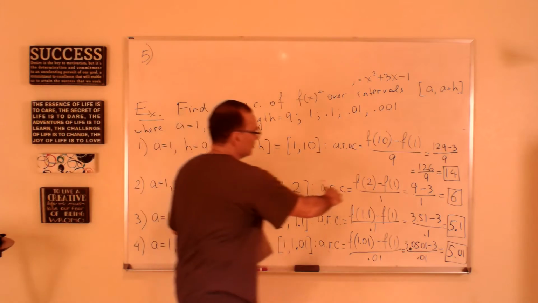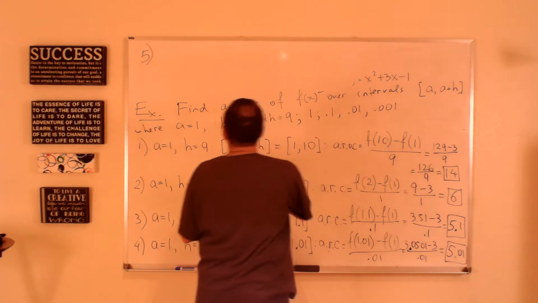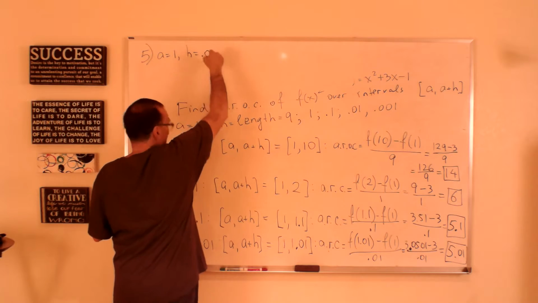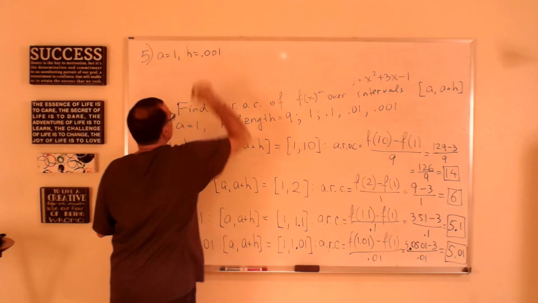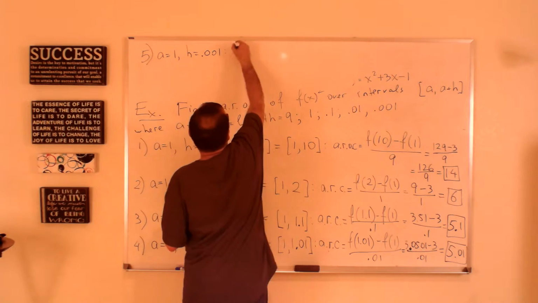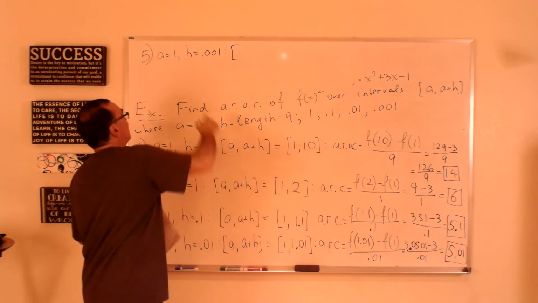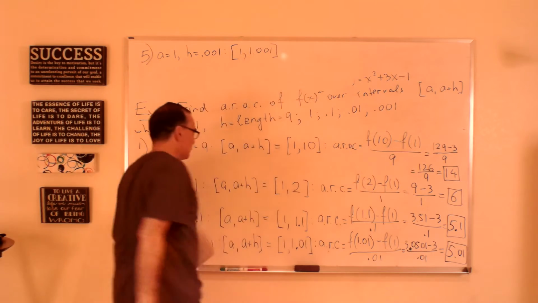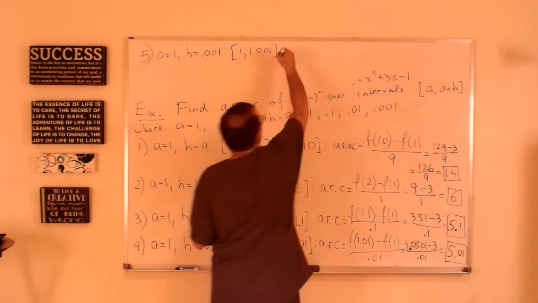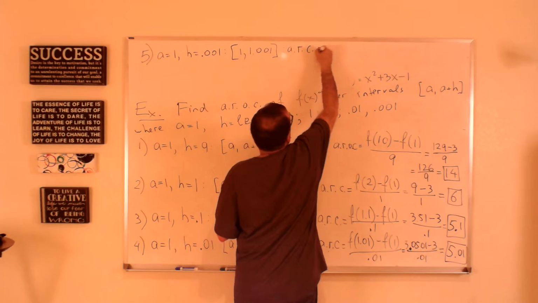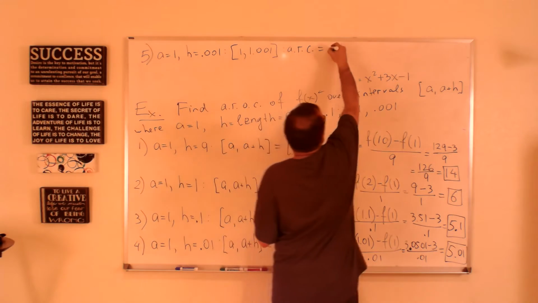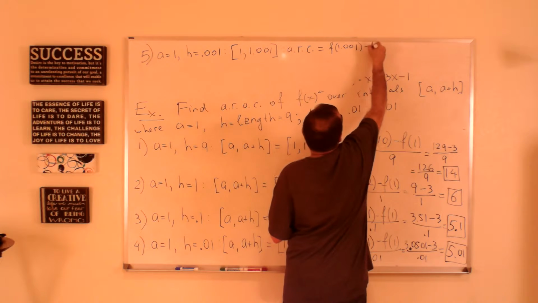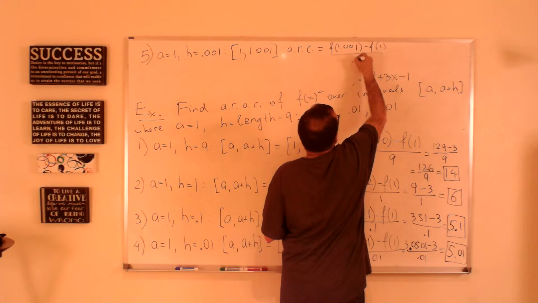So let us repeat the same calculation with a equals 1 and h equals 0.001, 1/1000. Now in this run we have the interval from 1 to a plus h, which is 1.001. So it's a really tiny interval. And now let's calculate the average rate of change over this interval. It will be the same thing. So f of 1.001 minus f of 1 over 0.001.